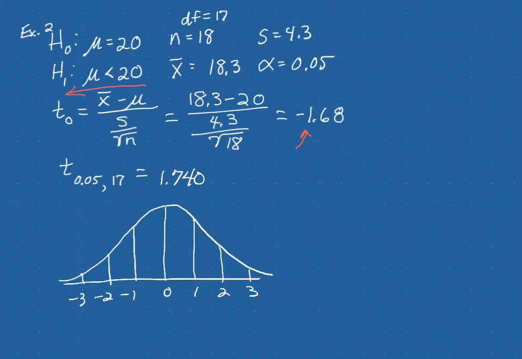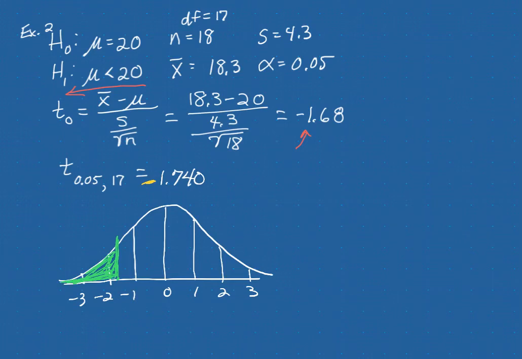Okay, now I've drawn my t-distribution. Let's put in the critical value. The critical value is 1.740, but this is a left-tailed test, so I have to put in a negative there. We're looking at the negative side of things, less than a certain value. So we have negative 1.740. That's going to be about right there. And it's a left-tailed test, so the critical value is in that left tail.